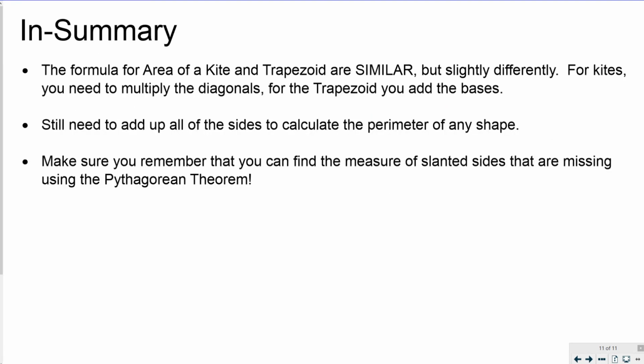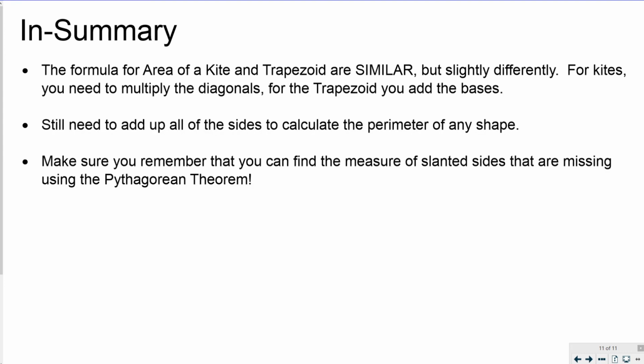And that's it, guys. So in summary, the formulas for the area of a kite and a trapezoid are pretty similar, but they're slightly different, okay? Remember that for kites, you're multiplying the diagonals, whereas for the trapezoid, you're adding the bases, so don't get them mixed up. That's the biggest mistake that I see: when people do trapezoids, they start to multiply the bases. You need to add the bases for a trapezoid.